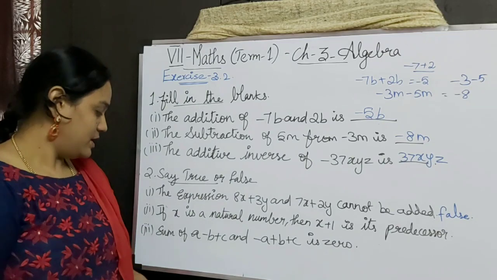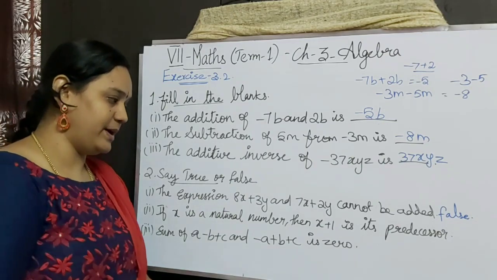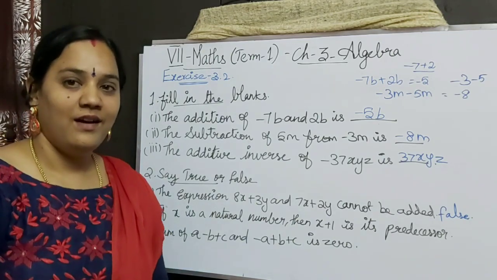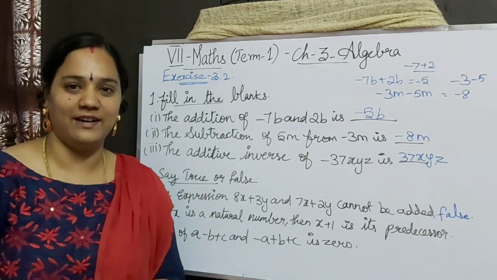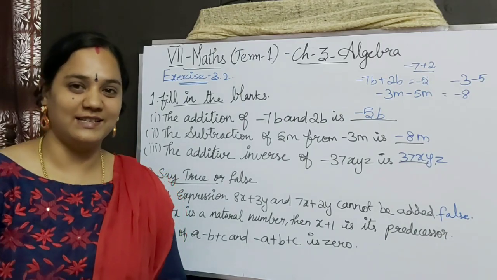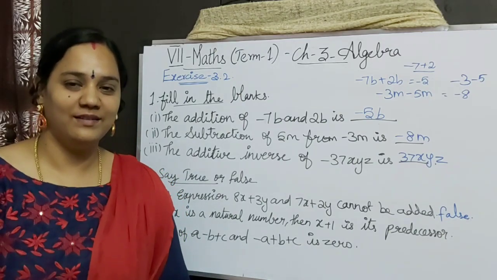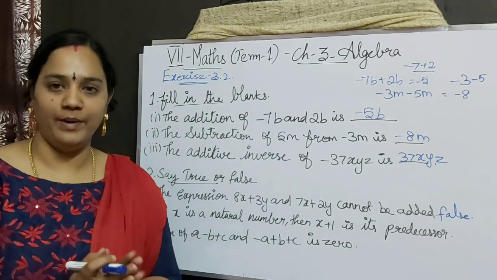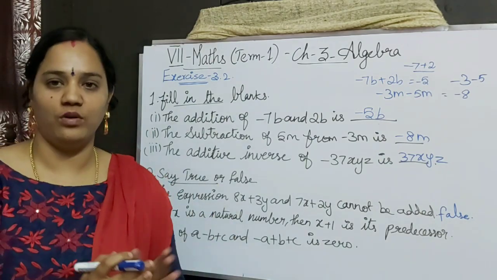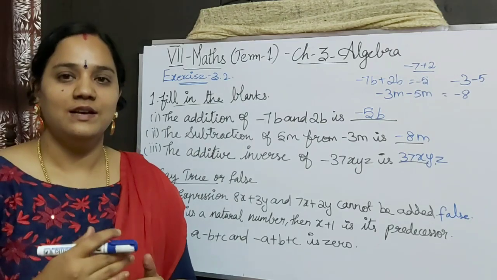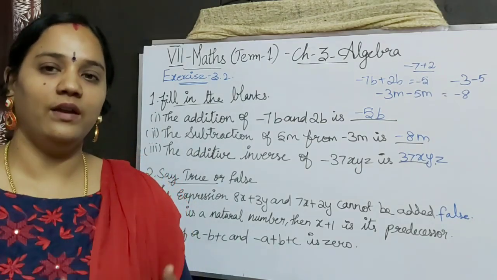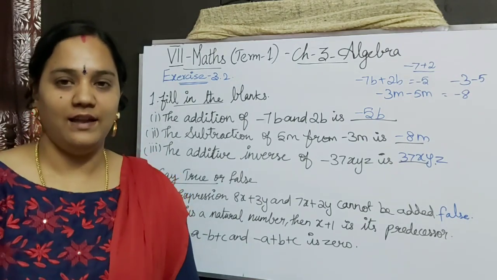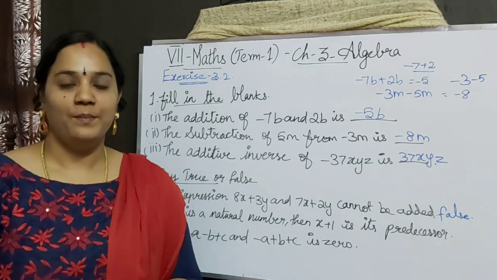Right? So next one, if x is a natural number, then x plus 1 is its predecessor. What does predecessor mean? Already you learned this word in your 6th standard. Am I correct? Predecessor, successor. Have you remembered that? Okay, let us recall that. So predecessor means the before number. Pre means before. Successor means success. Success means going forward. So the next number is the successor and the before number is the predecessor.